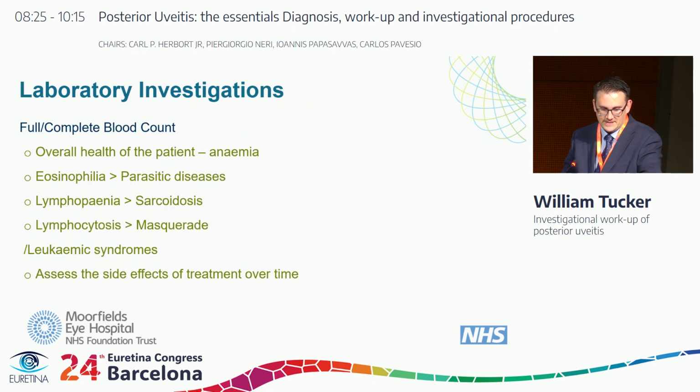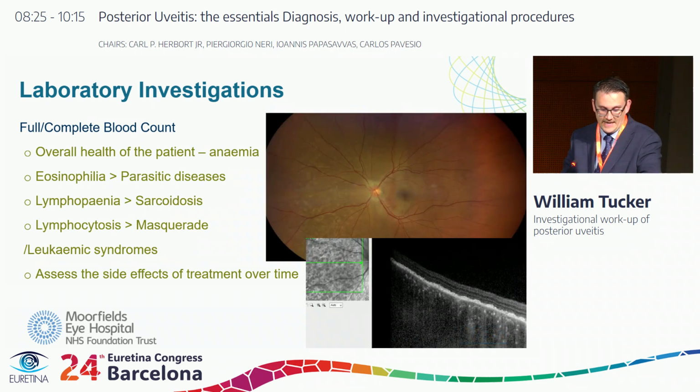So full blood count. It can tell us about the overall health of our patient prior to us giving them potentially toxic medication. Occasionally you may see eosinophilia in a parasitic disease. You may see changes in the lymphocyte count in sarcoidosis. And an important point, and one that does occasionally come up throughout your career, is that you will occasionally diagnose somebody with a masquerade, a leukemic syndrome, from their full blood count. And this is a case of a CLL infiltration of the choroid that was confirmed by the full blood count, showing a white cell count in the hundreds. And of course, with the full blood count, we can assess the side effects of treatment over time.